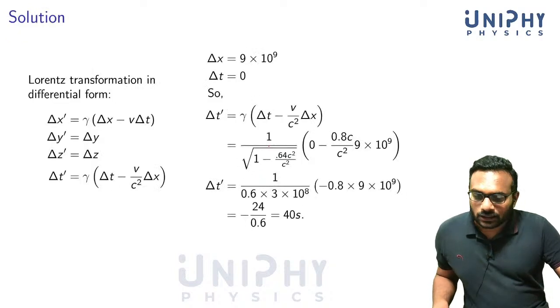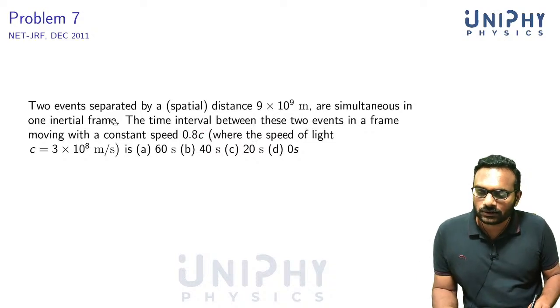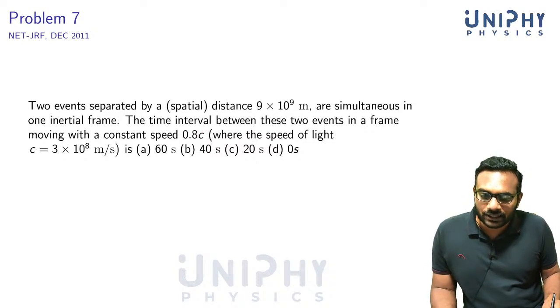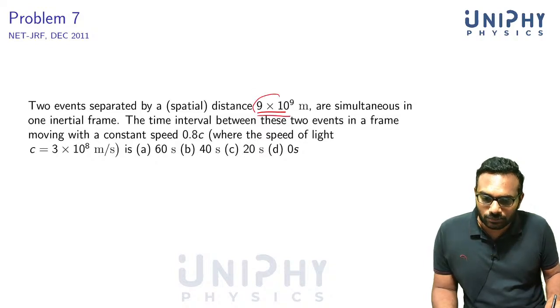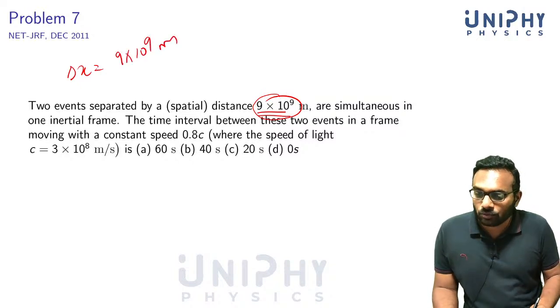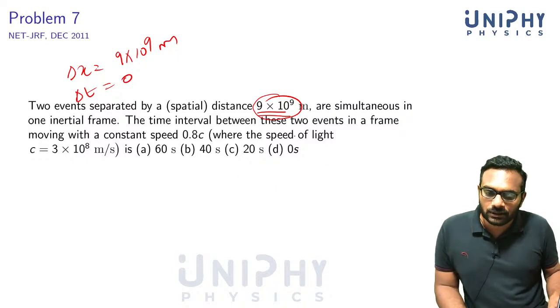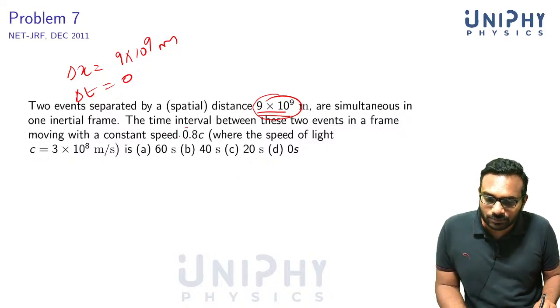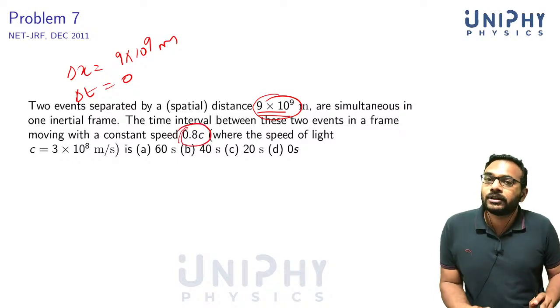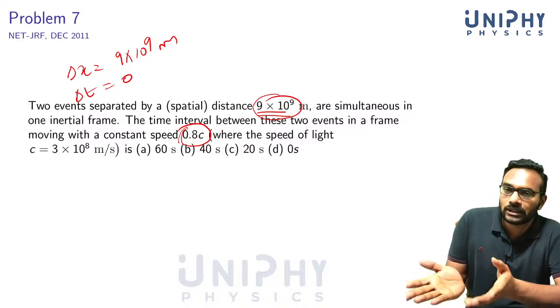Here is another problem. This is again from the special theory of relativity, also asked in December 2011 NET. Two events separated by a small distance, 9 into 10 raised to 9 meter, so the spatial separation is delta x equal to 9 into 10 raised to 9 meter, are simultaneous in one inertial frame. In this frame the events happen exactly at the same time. The time interval between these two events is to be found in a frame moving with a constant speed 0.8 c with respect to it. So you've got another inertial frame.